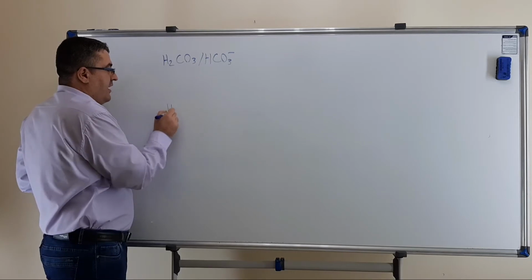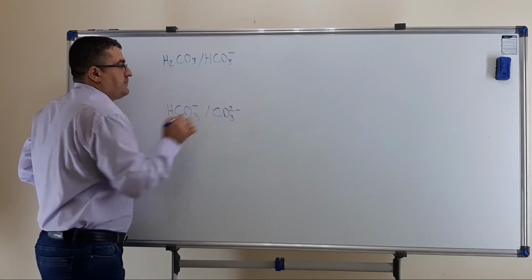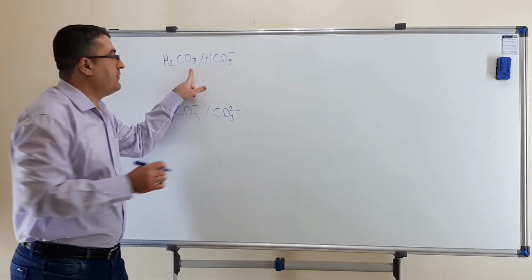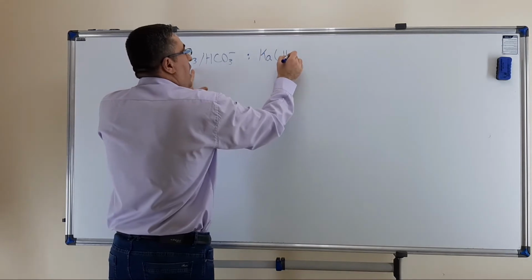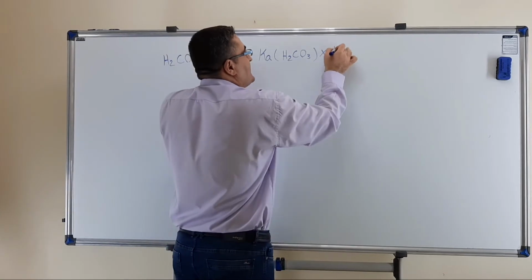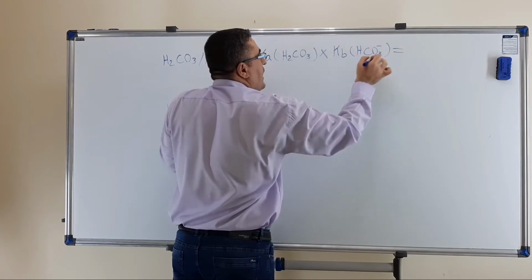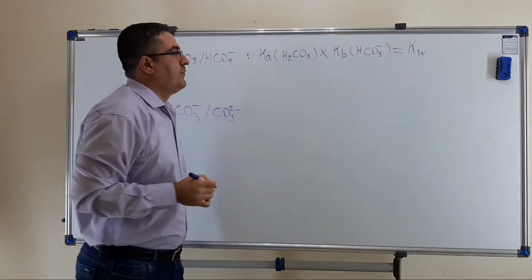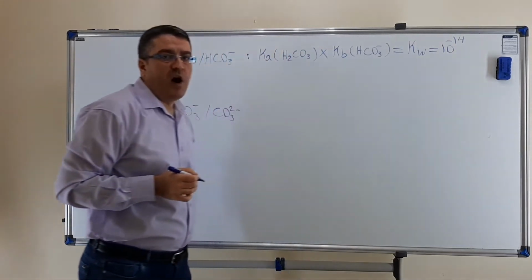Also, we can consider hydrogen carbonate and carbonate. For this conjugate acid-base pair, Ka, the acidity constant of the conjugate acid, times the basicity constant Kb of the conjugate base will be equal to the autoprotolysis constant of the solvent, here Kw, equal to 10 to the power of minus 14 at 25 degrees Celsius.